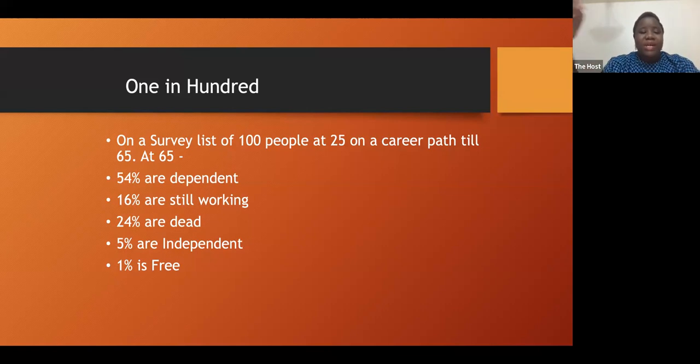And only one person out of 100 people at age 65 was financially free. So that means out of 100 people, only one person was earning enough passive income to be able to take care of their living expenses.